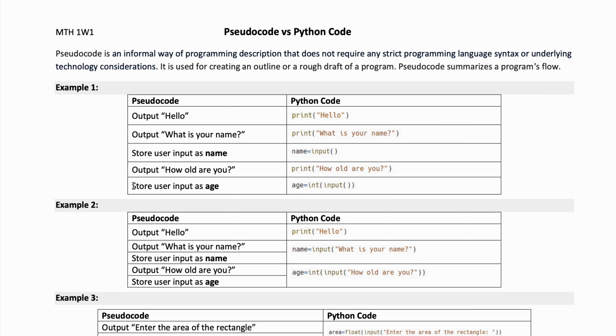Another example of pseudocode would be store user input as age. And that's once again we use the input function. This time we're storing it as a variable named age. And since it's going to be a whole number, we'll use the int function as well in Python. But you see how much simpler the pseudocode is. It's really just English explaining what the purpose of that line of code is supposed to do, right?